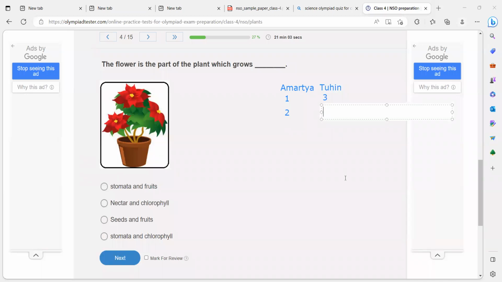Ma'am, why Tuhin get 3 points? Tuhin is not getting 3 points. This is the question number. These are the question numbers. You answered number 1, number 2. Tuhin answered number 3. Oh. Seeds and fruit. Seeds and fruits. Okay.